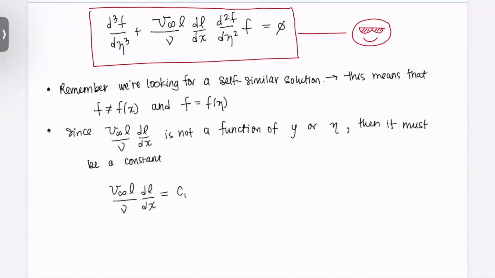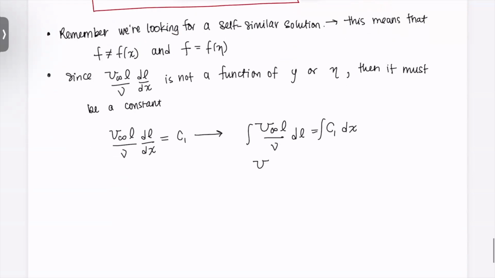Equal to C1, some constant, because we know it's a constant, right? And then I'm going to separate variables and integrate it. So I've got L's and dL's on the left, and then I'm going to put dx on the right. So I have u infinity times L over nu times dL is equal to C1 dx. And then I'm going to integrate this. So that means we have u infinity over 2 nu L squared is equal to C1 x plus a constant.